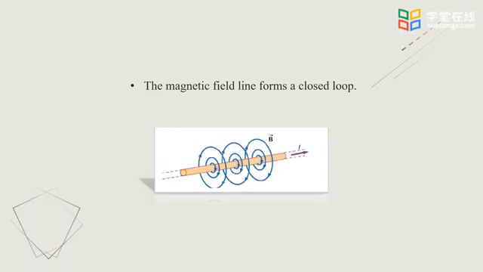From the figure, we could also see that the magnetic field line forms a closed loop. It has no beginning and no end. This is totally different from the electric field lines. The electric field lines begin on positive charges and end on negative charges.